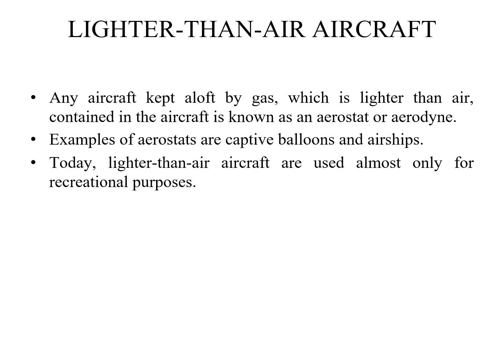Usually, if we classify aircraft, they are classified into two types. One is heavier than air aircraft and another one is lighter than air aircraft. Any aircraft with low specific gravity, which is lighter than air and contained in the aircraft, is known as either aerostat or aerodyne, depending upon its tethered condition. For example, the aerostats are captive balloons and airships. Today we are using lighter than air aircraft almost only for recreation purposes.